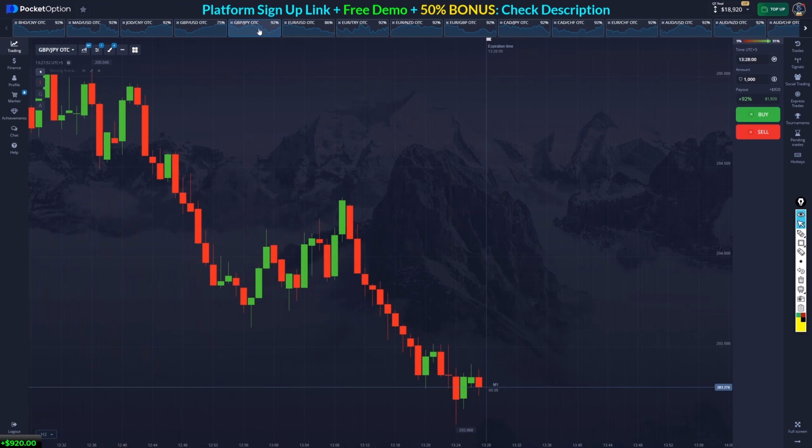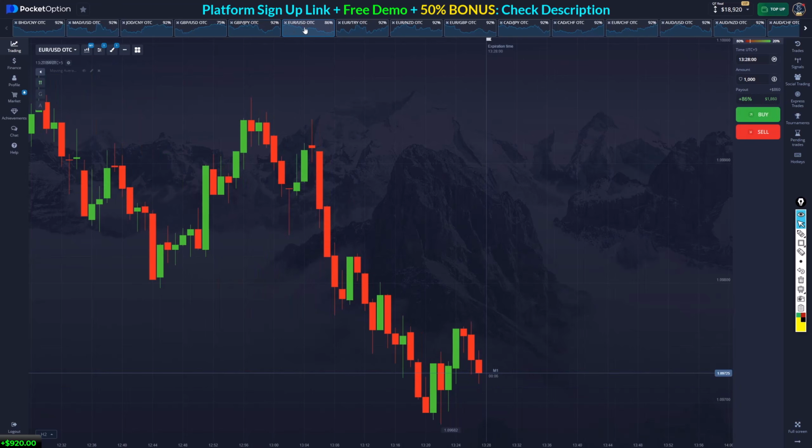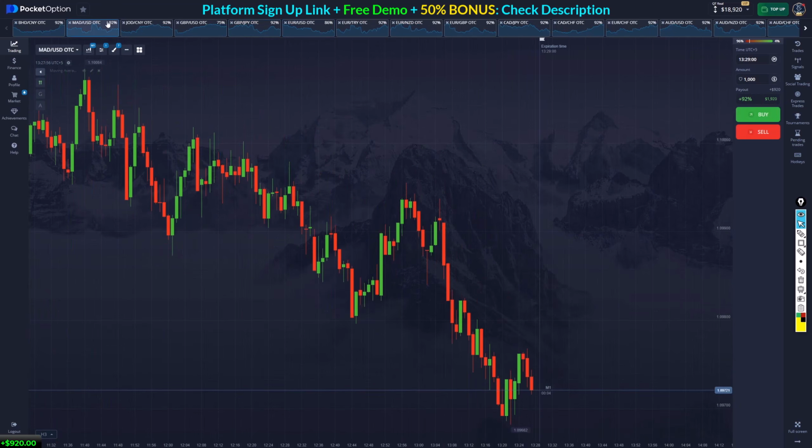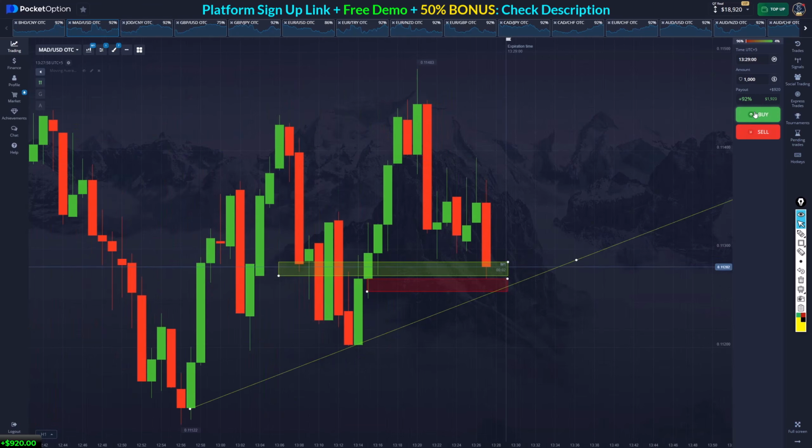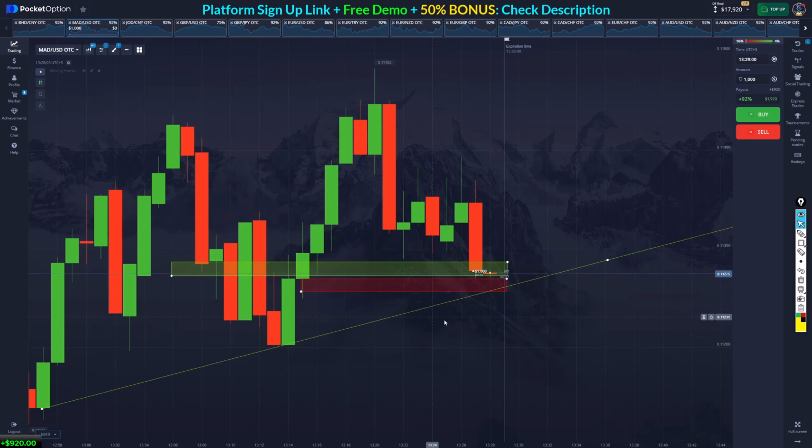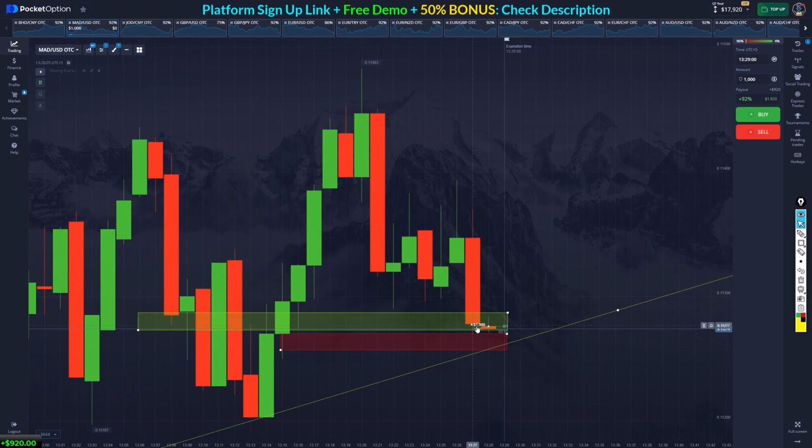I will just keep looking. Oh my god, man, we missed this entry. Holy. We missed this QM setup, man, and this is a revenge trade. I hope I lose this trade because I deserve this, man. God damn it.